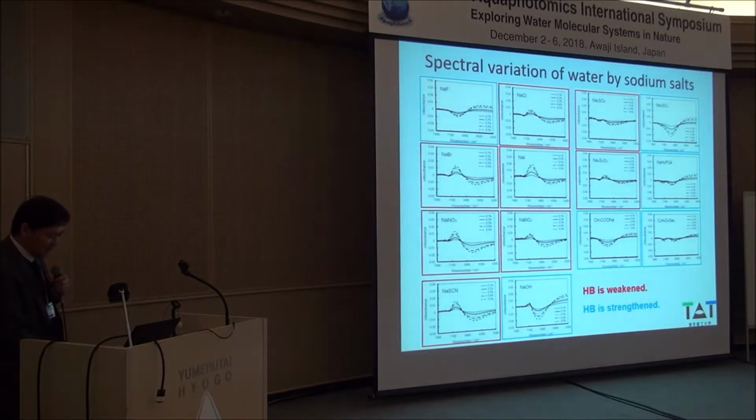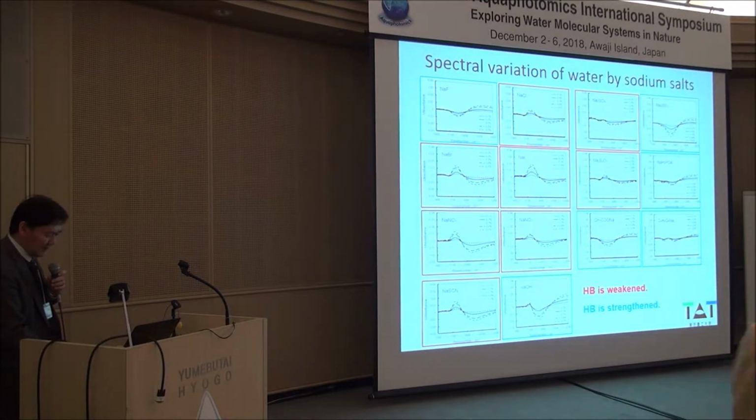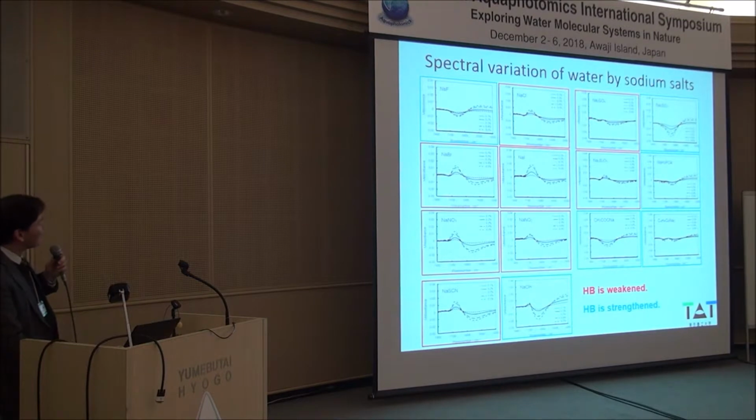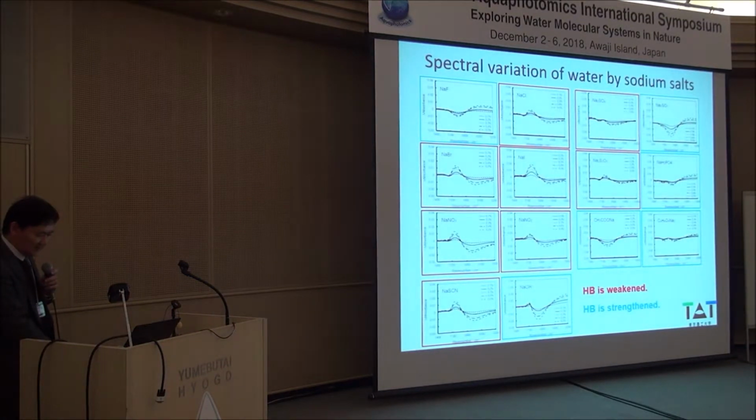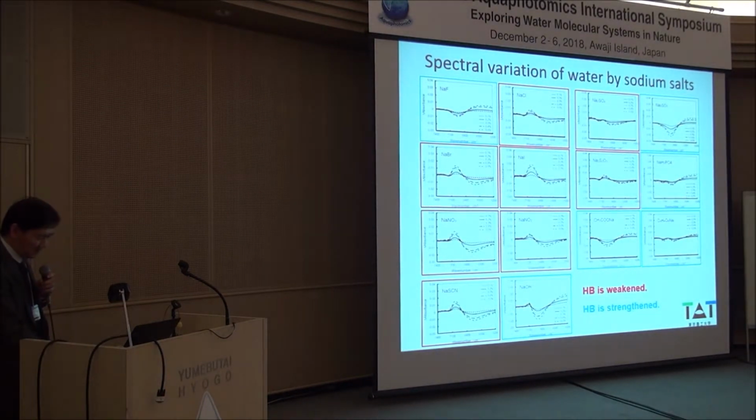Spectral variations observed upon dissolution of other sodium salts are summarized as difference spectra here. The variation depends on the solute. Spectra surrounded by red show the weakening of hydrogen bonding upon the dissolution of the solute, while spectra surrounded by blue show strengthening of hydrogen bonding.